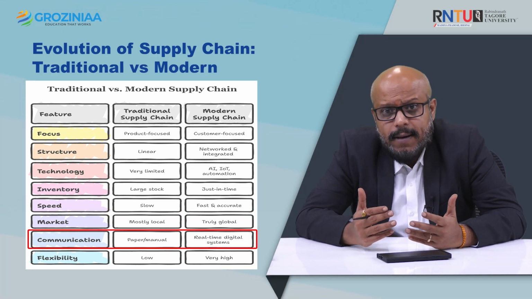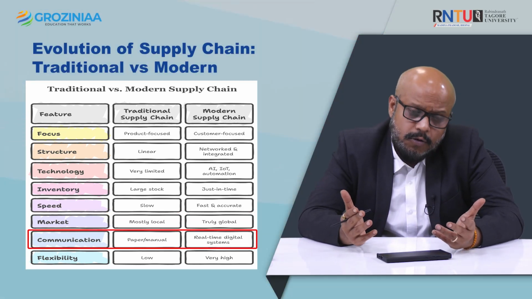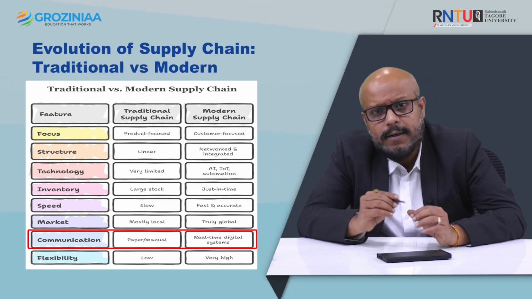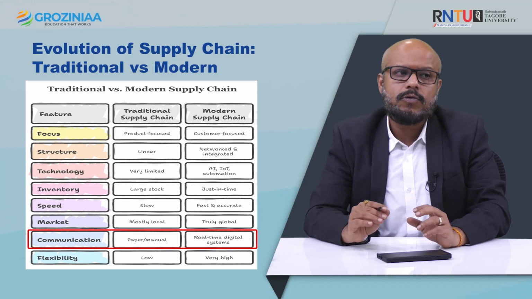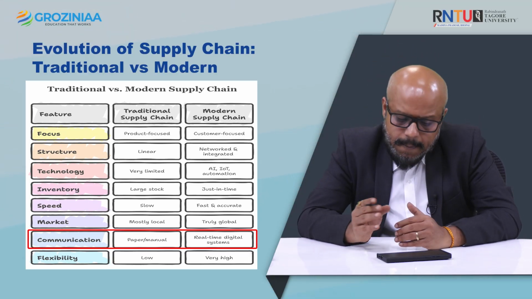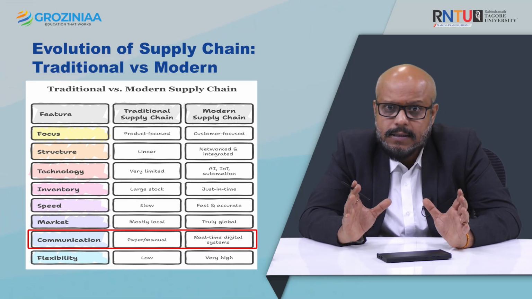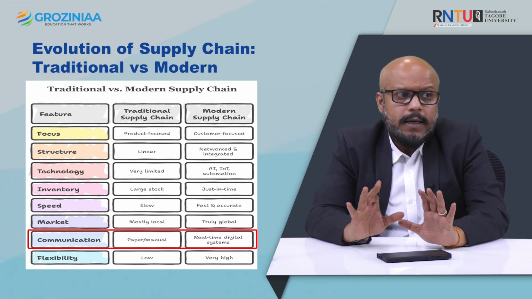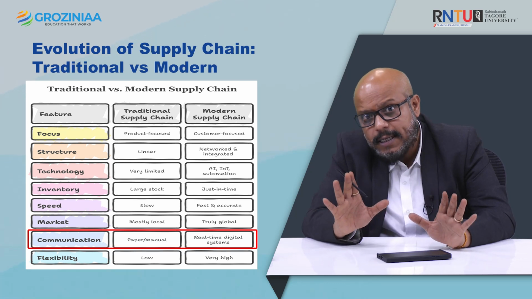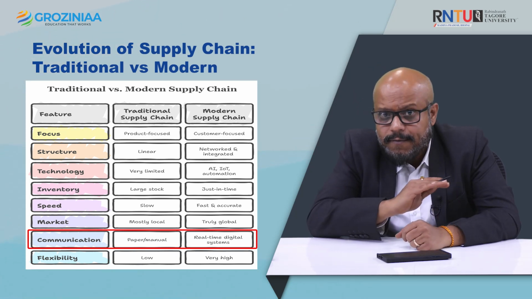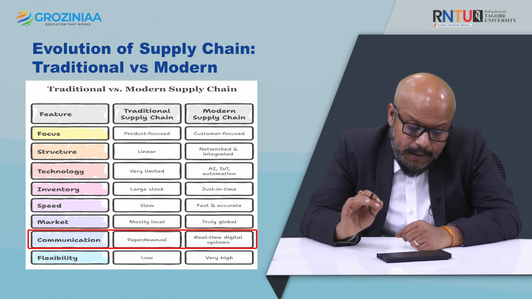Communication for supply chain management teams in the past used to be manual, more paper-written, or at most a fax. But now it is real time. Everything is on the ERP system. Every company has an ERP or a supply chain management portal where everything can be monitored in real time.